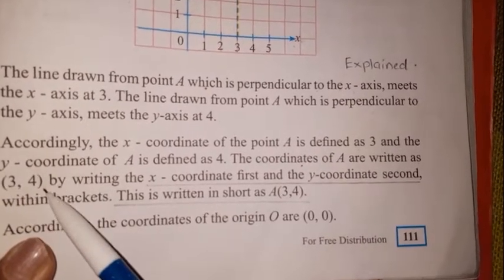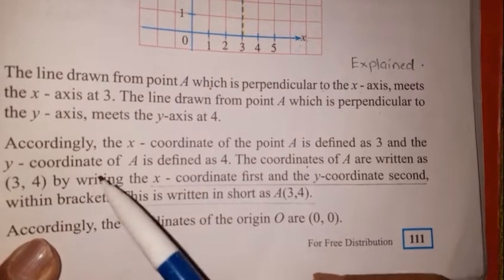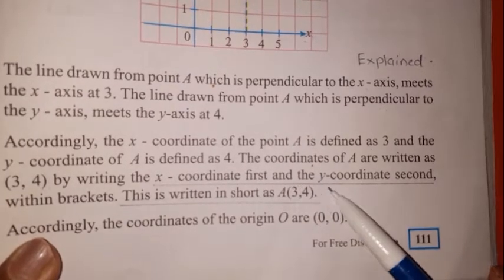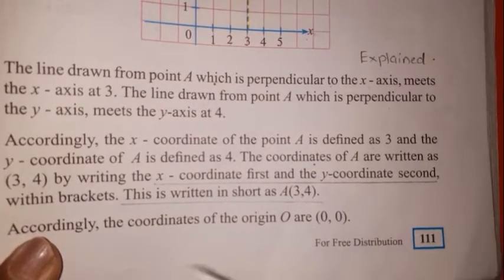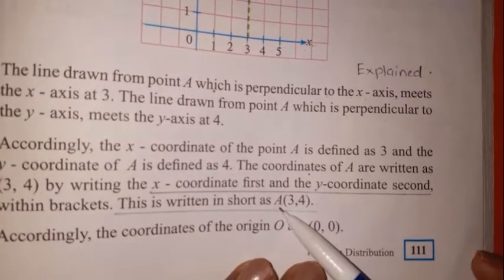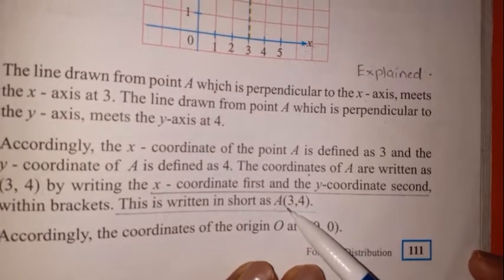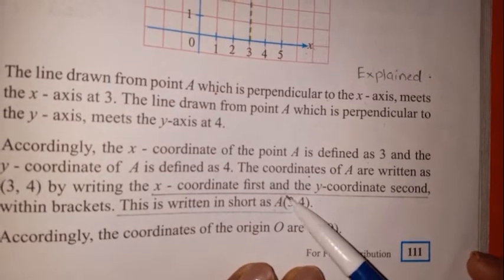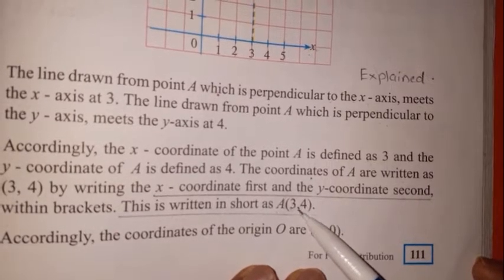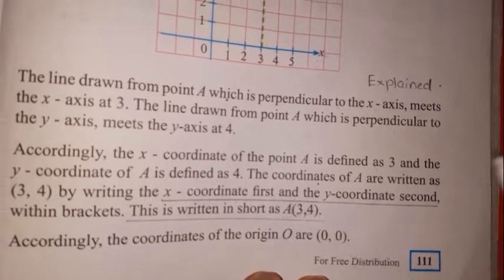But remember to draw brackets, writing the x coordinate first and the y coordinate second within brackets. This is written in short as A(3, 4), because we consider point A, open bracket, 3. What is 3? X-axis. Then comma, 4. What do you mean by 4? Y-axis.